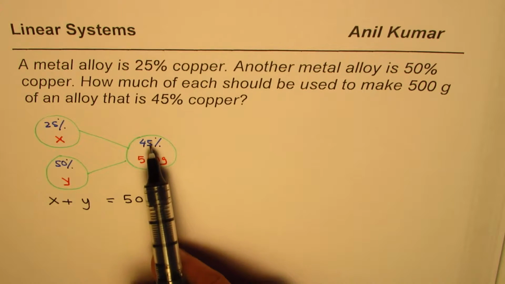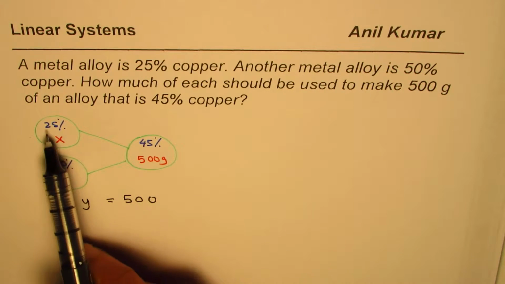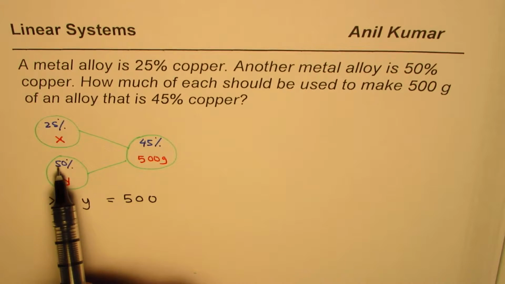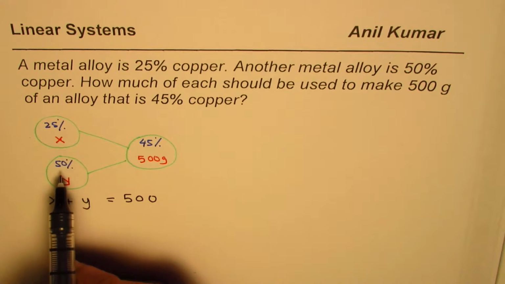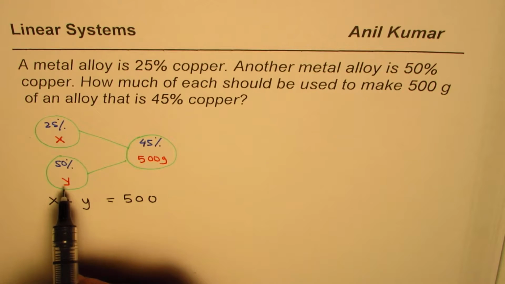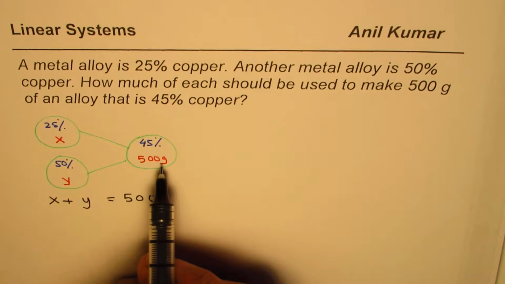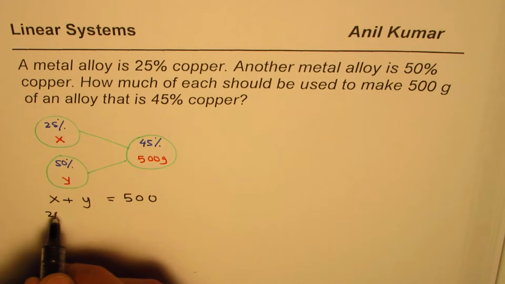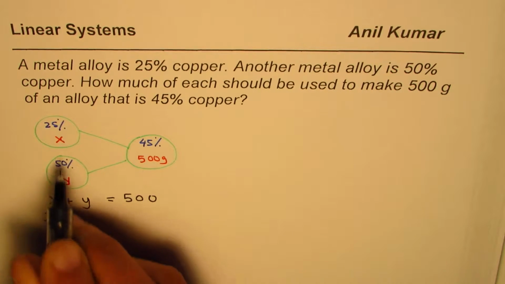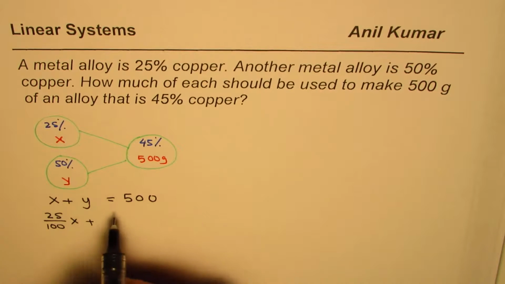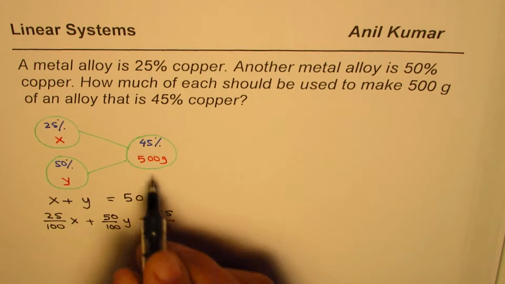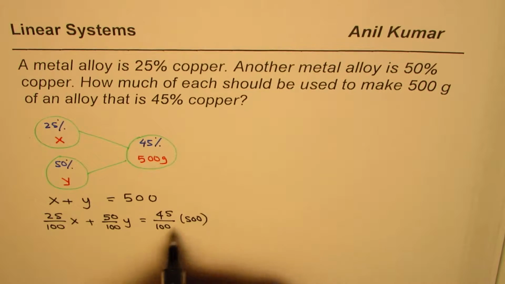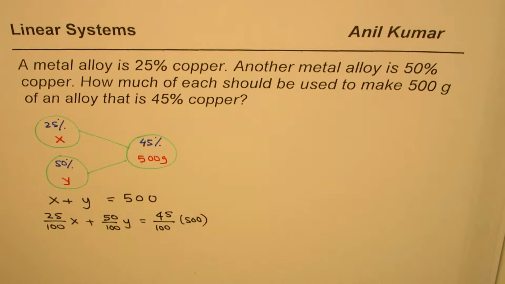Now let's look into the second part, and that is to say relating grams and percent. So when you mix X grams with 25%, Y with 50%, the concentration which you get is 25% of X plus 50% of Y, which should be equal to 45% of 500, correct? So we are saying 25 over 100 of X plus 50 over 100 of Y should be equal to 45% of 500, right? So that is what the second equation looks like.